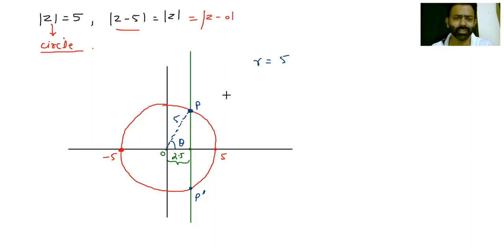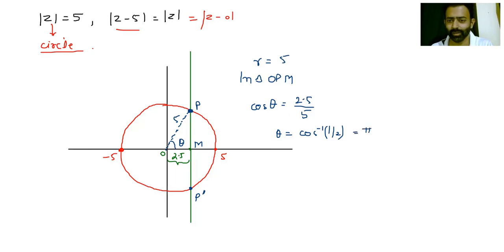So how to find this theta? It is very easy. In this triangle OP, let us say this point is M. So in triangle OPM, if I apply cos theta, cos theta is base over hypotenuse. So base is 2.5 and hypotenuse is 5. So in this case, theta comes out to be cos inverse half. Cos inverse half means the angle is 60 degrees, or in radians we write this as pi by 3, right? So now we are in a position to write our complex number in exponent form.